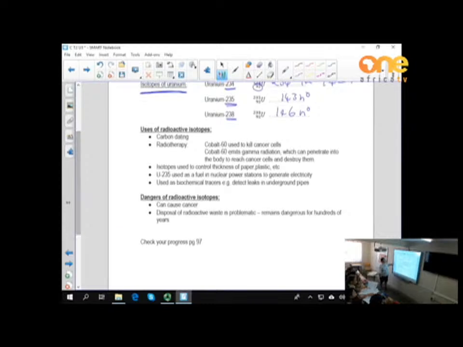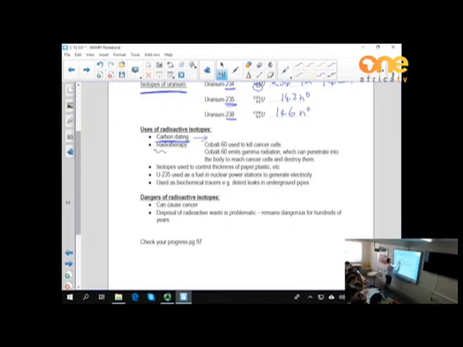What do we use radioactive isotopes for? Carbon dating. I've just explained to you. All right, the ratio of the carbon-14. How has it changed? And then they use that to work out how old the object is, the living organism was.